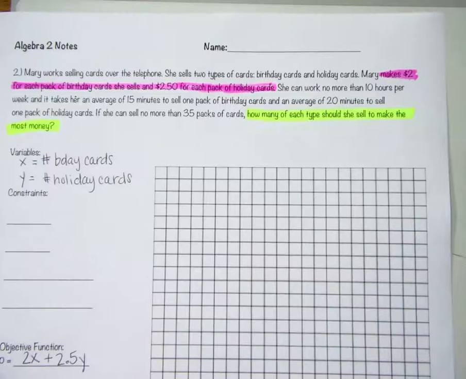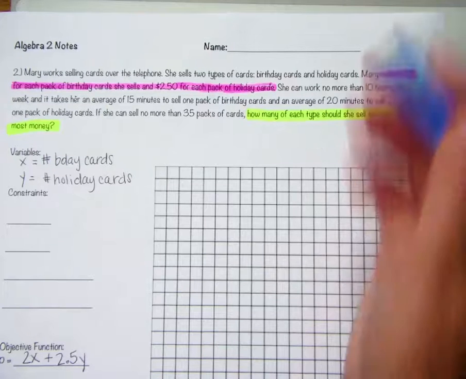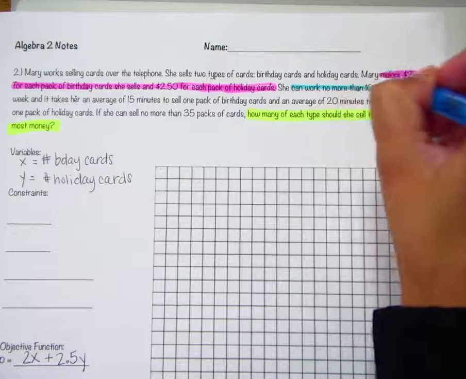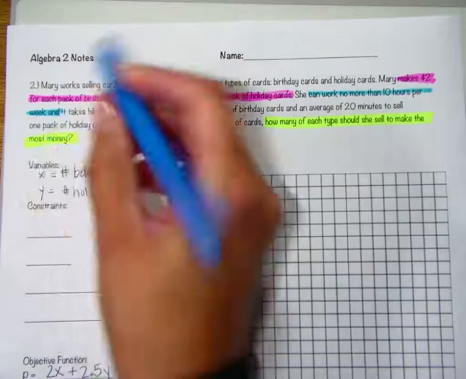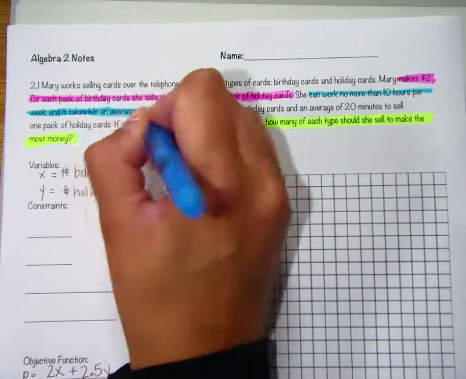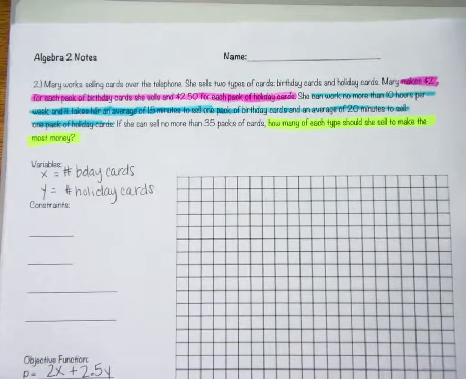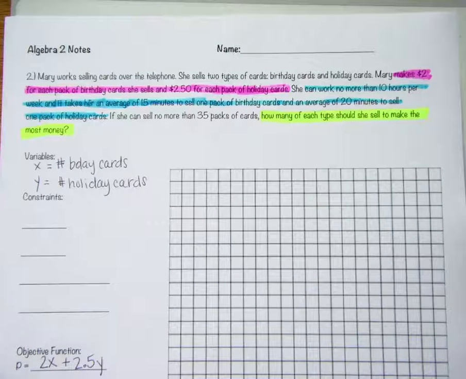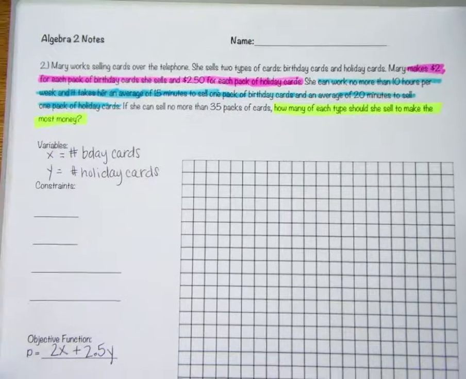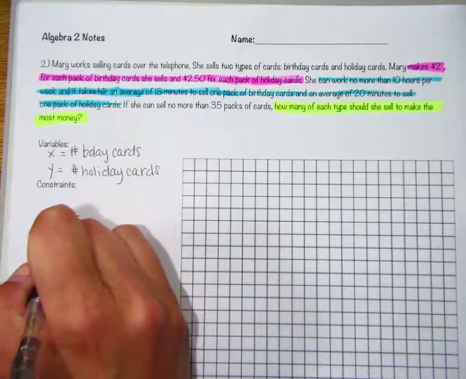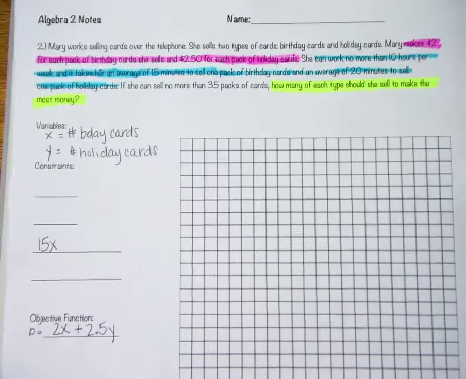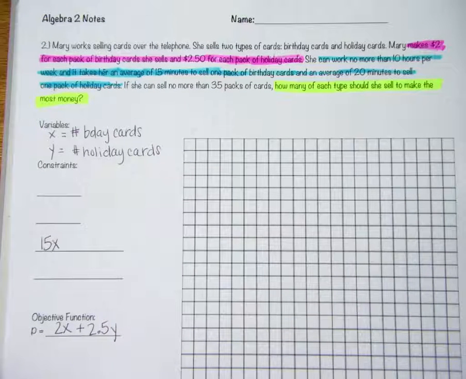All right, let's go back. Let's look at more information. She can work no more than 10 hours per week. So all of her time is going to go in another inequality. Takes her 15 minutes to sell 1 pack of birthday, 20 minutes to sell 1 pack of holiday. So all of that information works together. So 15 minutes for every birthday. 20 minutes for every holiday.